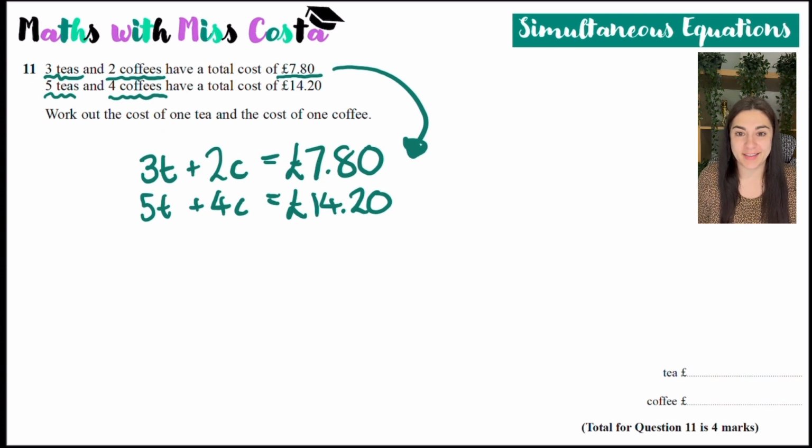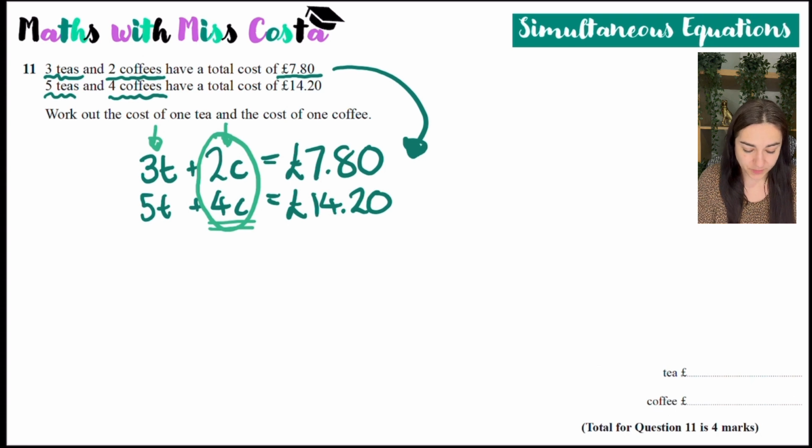Okay, so this happens in real life. Sometimes you pay for something and then you don't actually know what the individual things cost. But with simultaneous equations, we can actually work that out. So the first thing you want to do when you've got simultaneous equations is pick one of the variables, either the t's in this case or the c's, and make sure that they are the same. So the easiest thing to do in this case would be to manipulate the c's. I want to get them so that they're both exactly the same. So I want to make it as though there's 4 coffees. So what can I do? I can multiply this whole equation by 2, because then that would turn 2c into 4c, and then the variables would be exactly the same.